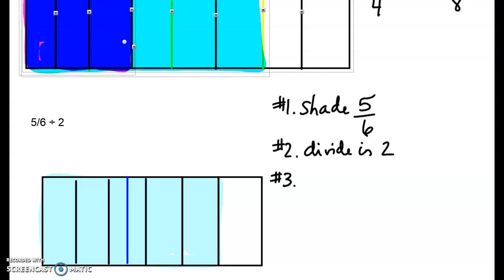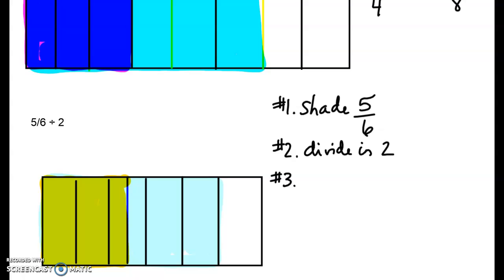All right, so does yours look like mine? I shaded 5/6, and then I divided that shaded part exactly in half. So there was 5 parts, and when I divided it in half, each half had 2.5 parts. Can you see that? Now let's shade the part that's half of 5/6. Okay, there we go. Half of 5/6.